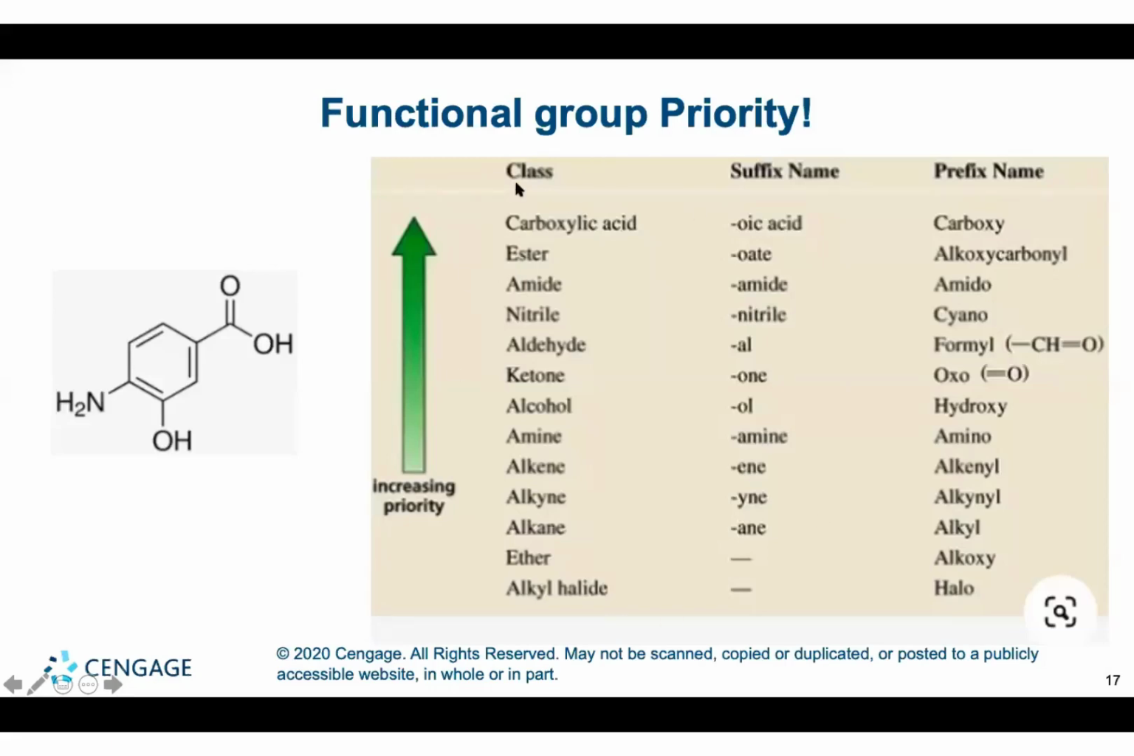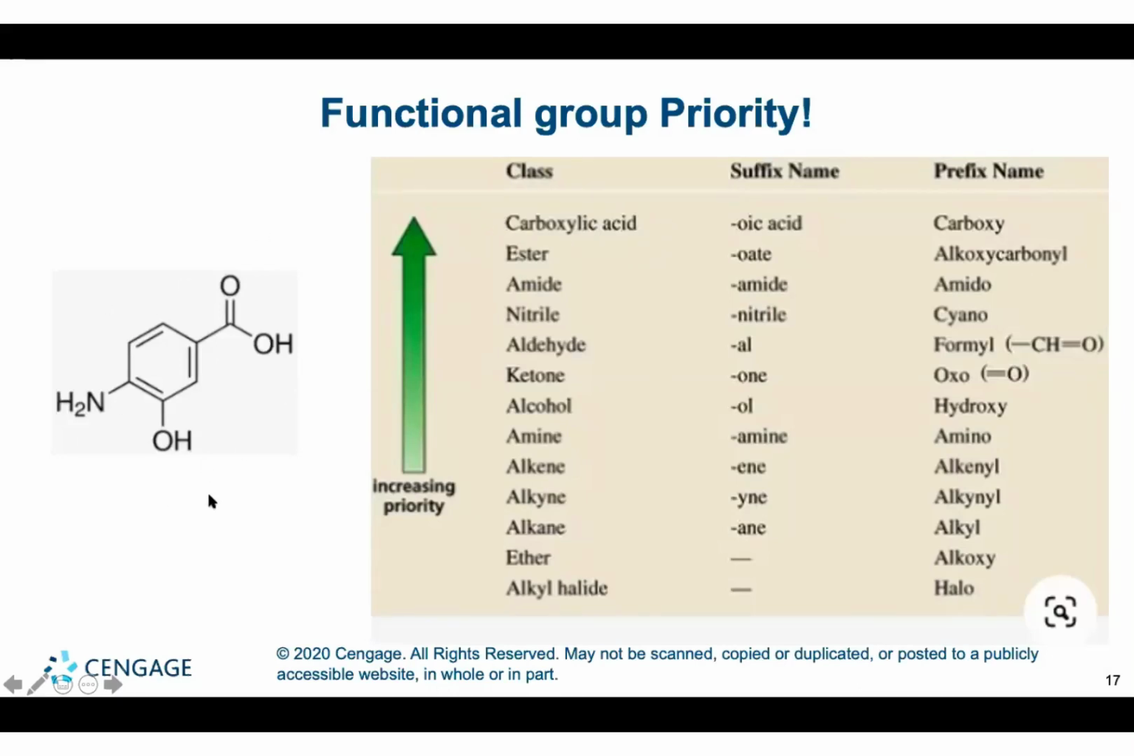Priority group table. We call it the functional group priority table. What does it mean? As you go to the top of this table, the group has more priority than the other ones, even when it comes to naming. So if you have a carboxylic acid in the compound, you always name it with the parent name being this group. Let's have an example.